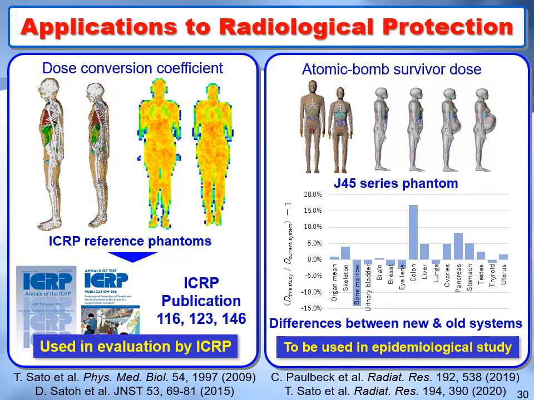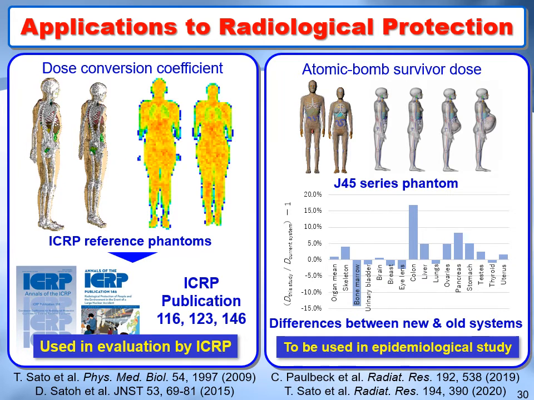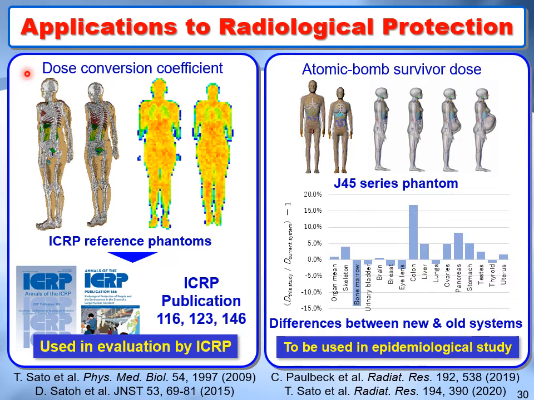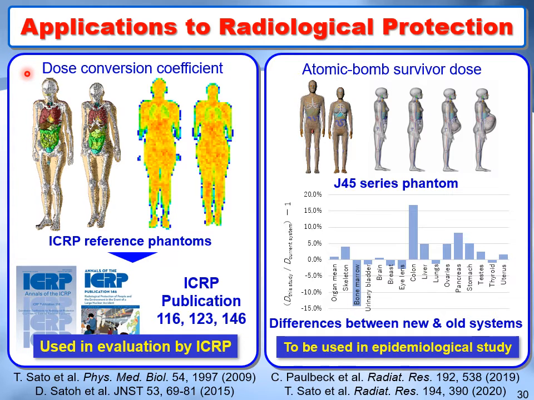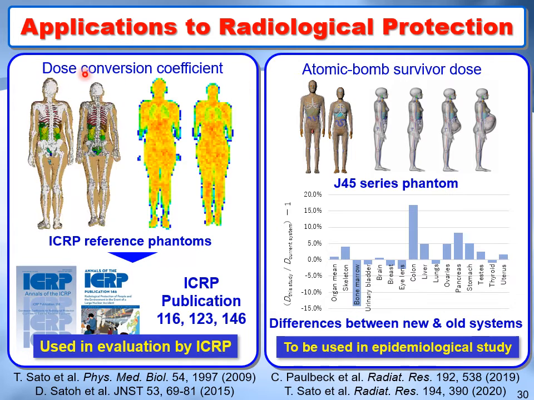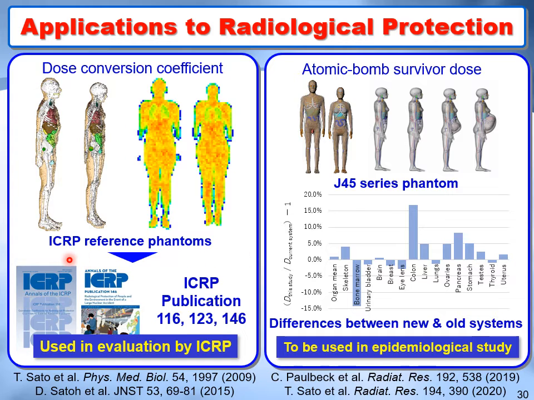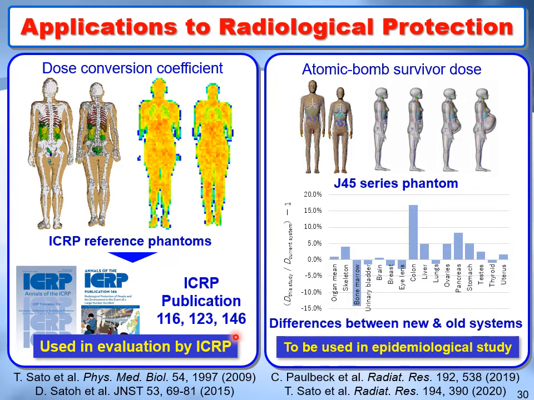Radiological protection is also an important application field of PHITS. For example, PHITS has been used in the calculation of dose conversion coefficients for various exposure scenarios, and the results were used in their evaluation by ICRP and compiled in 3 ICRP publications.